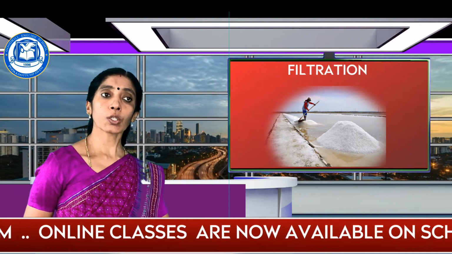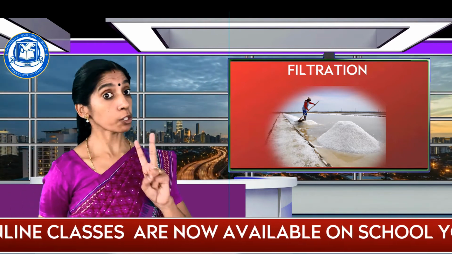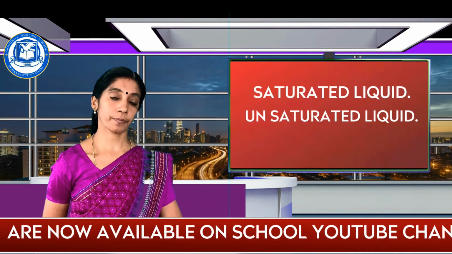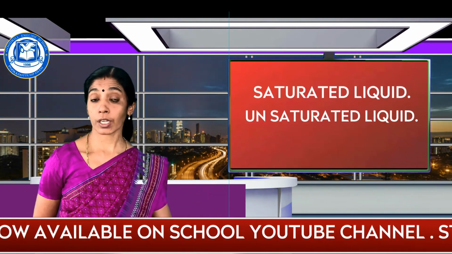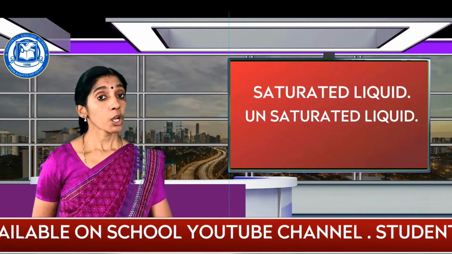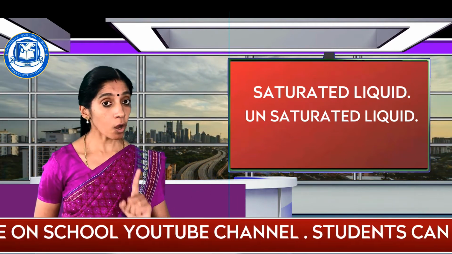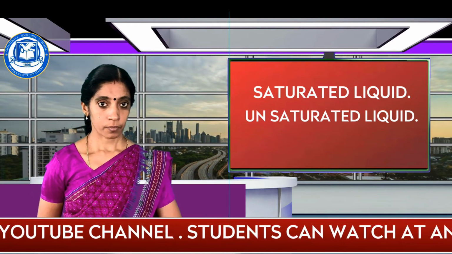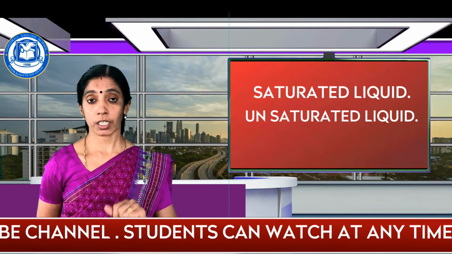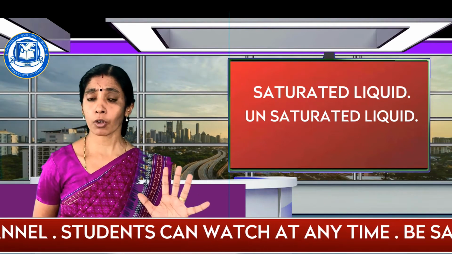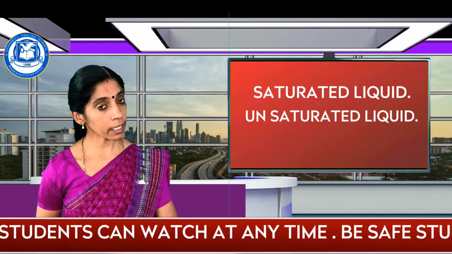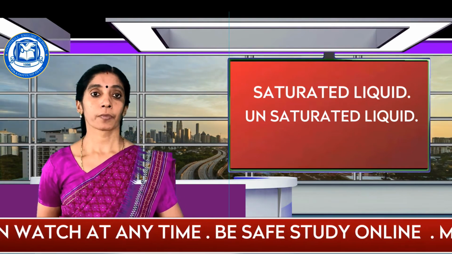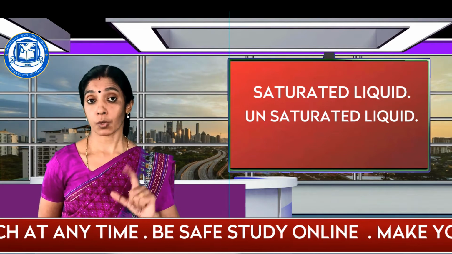Now we also have liquids which are divided into two types: saturated and unsaturated. What is called a saturated liquid? If no more of a solid can be dissolved in a liquid, then it is called saturated. That means the maximum amount of solid is already dissolved in that. So no more of the solid can be accepted by this liquid. Such a type of liquid is called saturated.